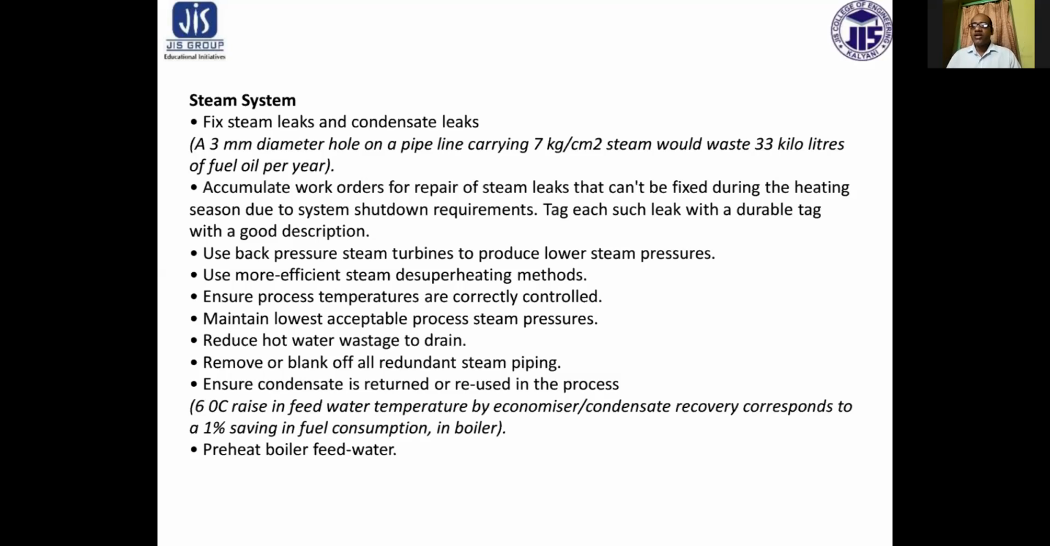Reduce hot water wastage to drain. Remove or blank off all redundant steam piping. Ensure condensate is returned or reused in the process. It is found that a 6-degree rise in feed water temperature by economizer or condensate recovery gives 1% savings of fuel in the boiler.